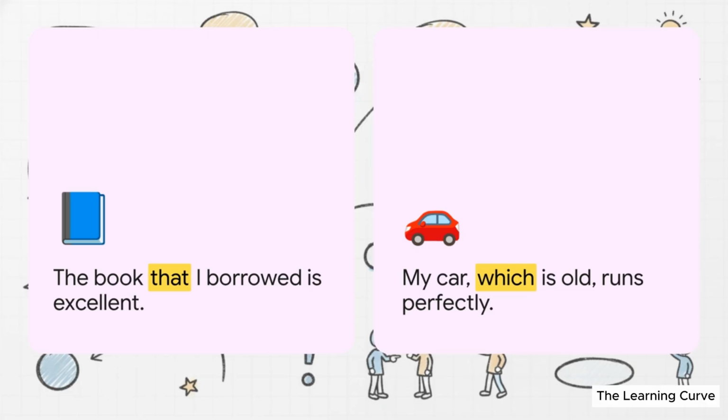Now compare that to the second sentence. My car, which is 10 years old, still runs perfectly. Here we use which flanked by commas. The age of the car? It's just extra, non-essential flavor. If you strip it out, my car still runs perfectly, still makes total sense.